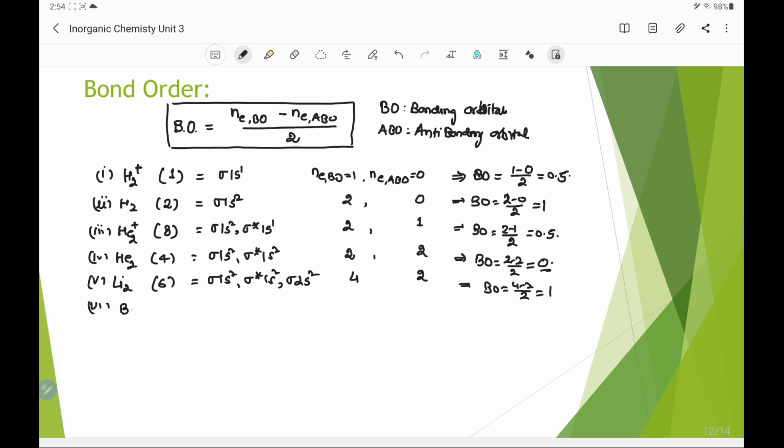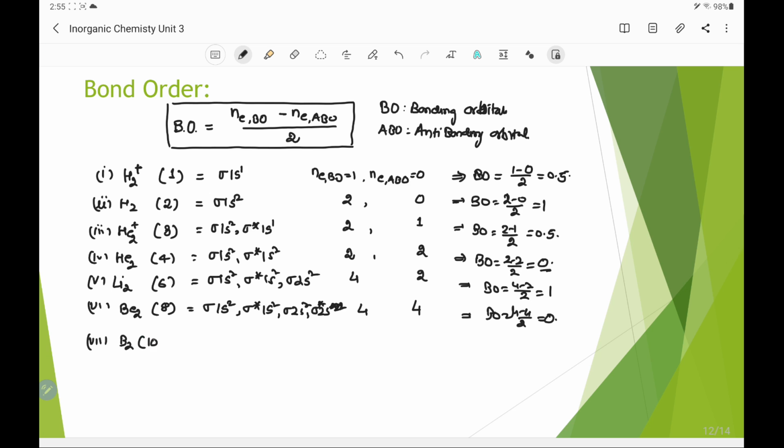Next is say beryllium 2. It contains 8 electrons and we can configure it as sigma 1s2, sigma star 1s2. Star refers to the anti-bonding orbitals, and those which do not have the star are the bonding orbitals. Then sigma 2s2, sigma star 2s2. So bonding orbitals are 4, anti-bonding orbitals are 4, hence bond order will be 4 minus 4 by 2, that will be 0. Next we take boron B2.